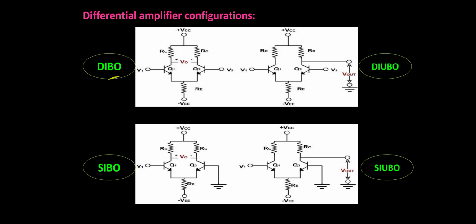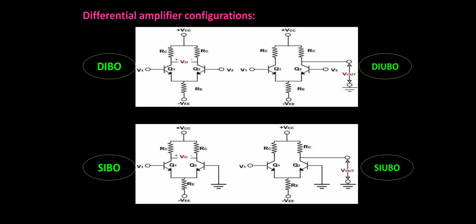And coming to balanced output. Balanced output means the output is taken from the two collectors. Here observe V0. V0 is taken in between the collector of Q1 and collector of Q2. That means this is the dual input balanced output differential amplifier.